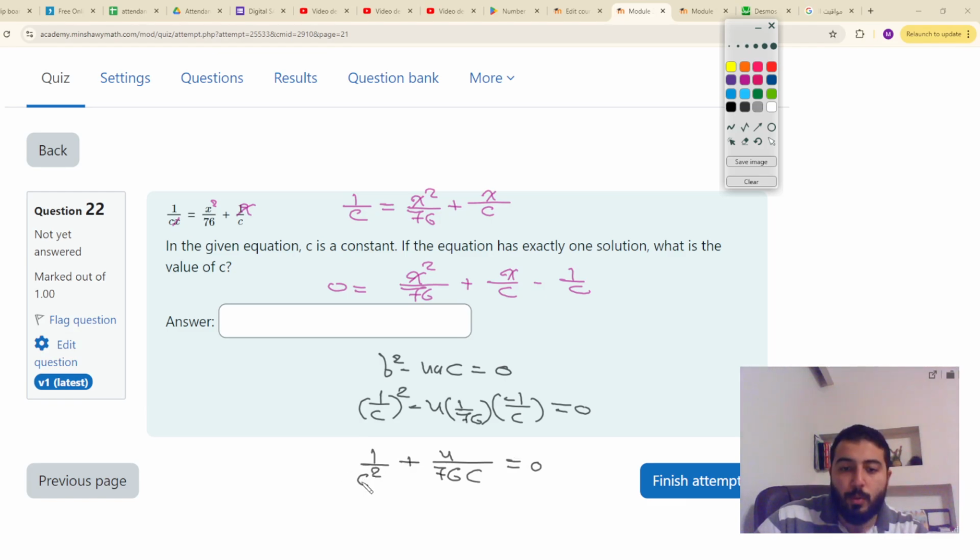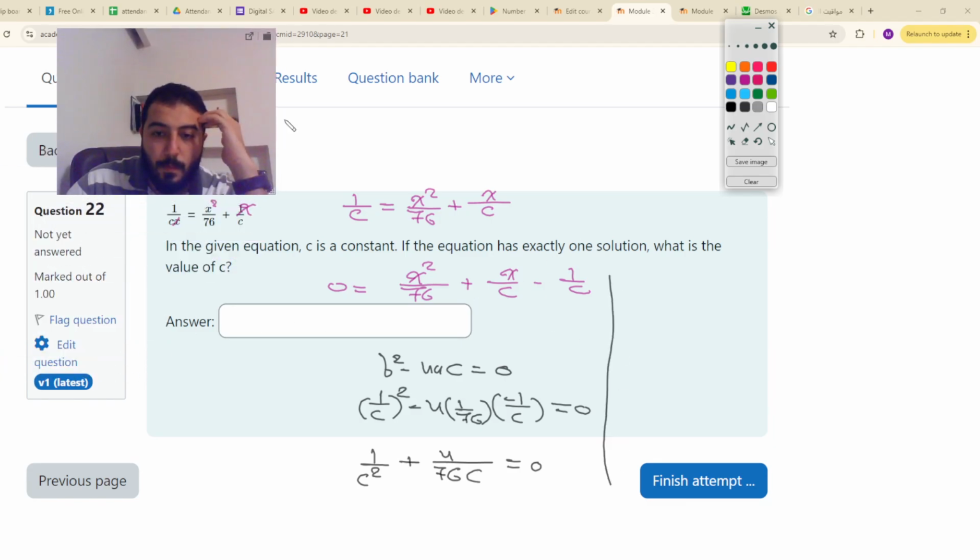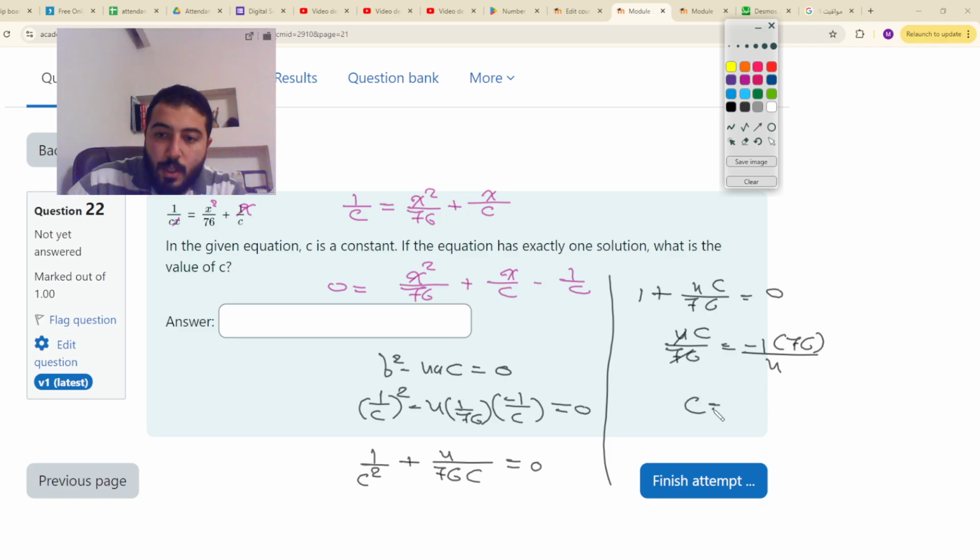So now we have c power 2 in the denominator. Multiply the whole equation by c power 2. That leaves us with 1 plus 4 over 76c equals 0, because if you multiply by c power 2 and there is c in the denominator, one of the two c's gets removed. So send this one to the other side. So 4c over 76 is equal to negative 1. Send the 76 by multiplication, then the 4 by division. So now you have c should be equal to negative 76 over 4.